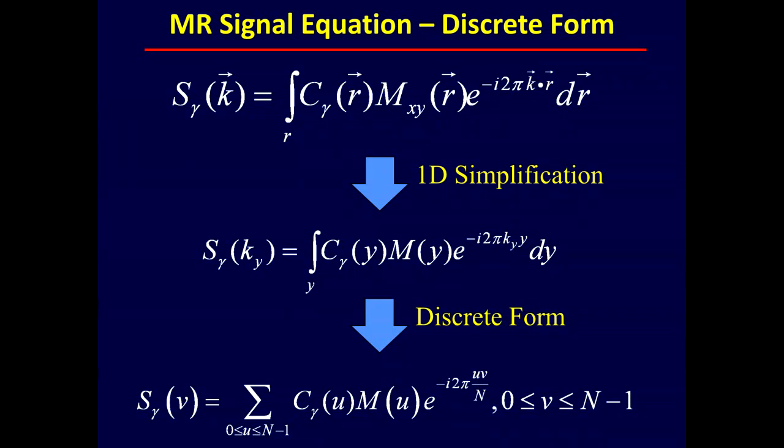The Fourier kernel here is UV divided by N and times 2 pi. It's a phase angle. I hope you guys are familiar with this. Any questions? This is very important for you to understand before you move ahead. Okay.